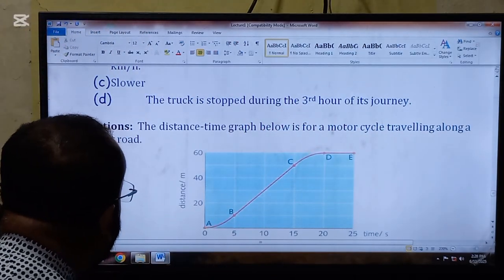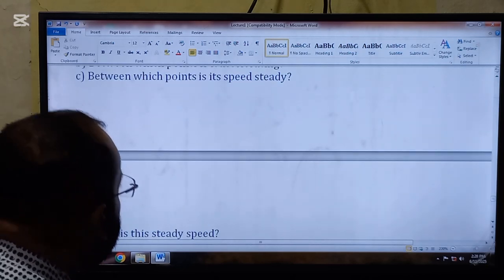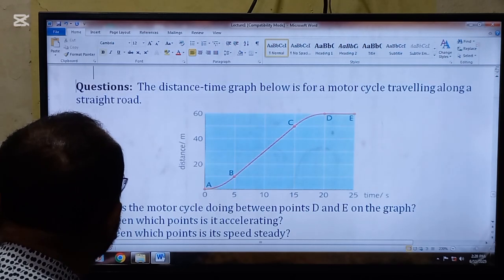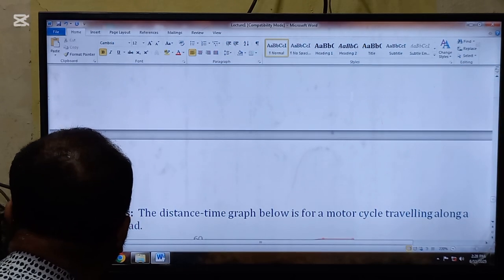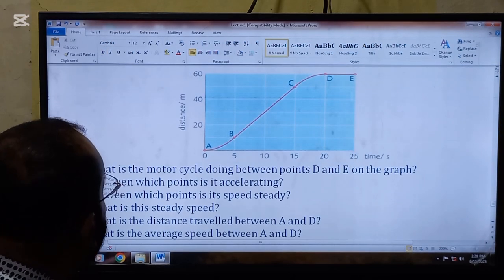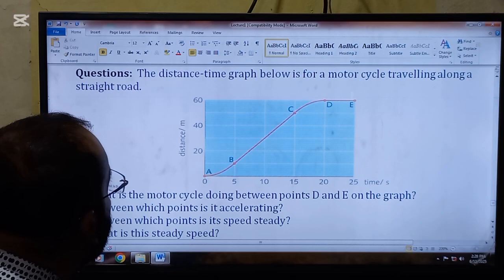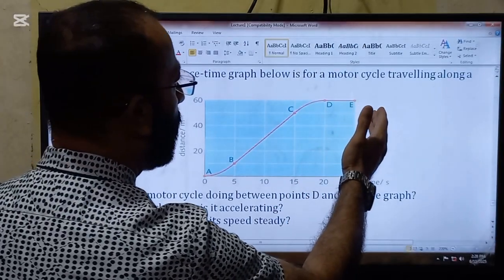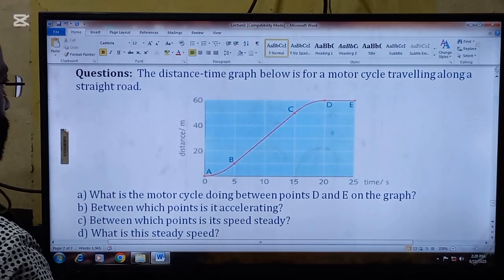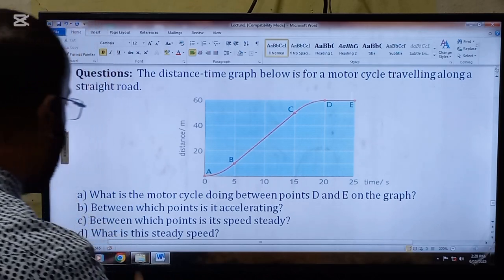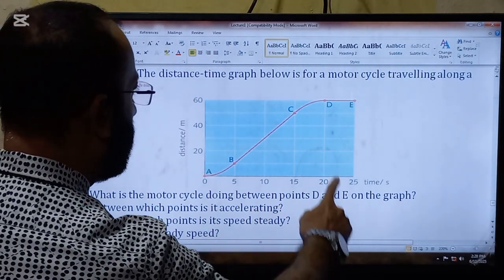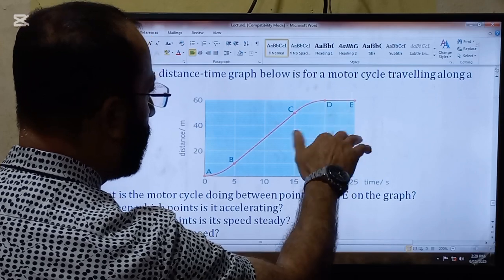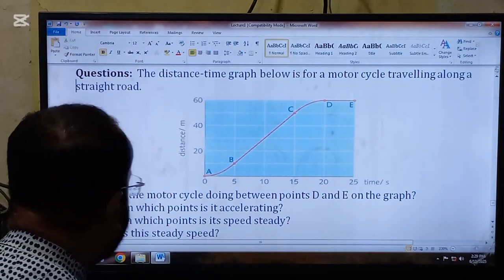Here is another question. The distance-time graph shows a motorcycle traveling along a straight road. So here is a graph. What is the motorcycle doing between points D and E? Between D and E, it is on a halt.